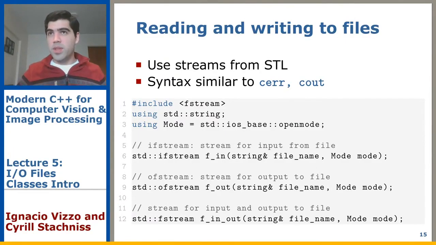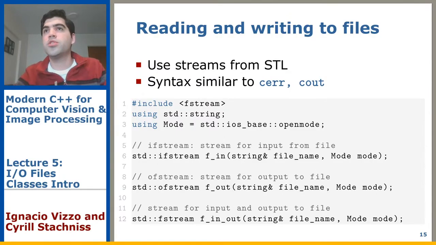We have been doing this for cout, cerr, and cin. The syntax will be exactly the same with the angle brackets, but the difference is that instead of redirecting streams to the standard output, which is basically a file in Linux, but never mind, we can do this writing to files.